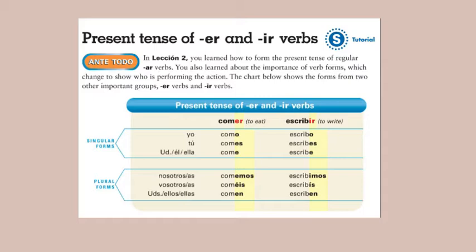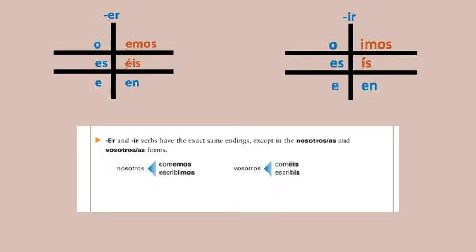Let's also look very quickly at the present tense of ER and IR verbs. The endings are as follows. For ER verbs, we have o, es, e, emos, éis, en. And for IR verbs, it's nearly identical to the ER verbs. It's just a few things change. Just the nosotros and vosotros. O, es, e, imos, ís, en.